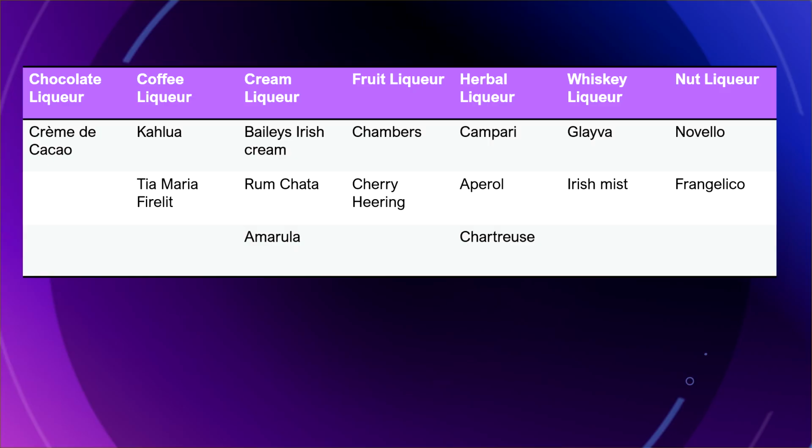So these are some of the examples of liqueurs in each category of chocolate liqueurs, coffee liqueurs, fruit liqueurs, whiskey, herb, and nuts. These are some of the varieties of liqueurs that are fairly popular in the market that you can see in restaurants, hotels, that pair well with each category.